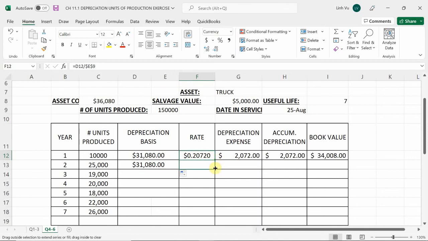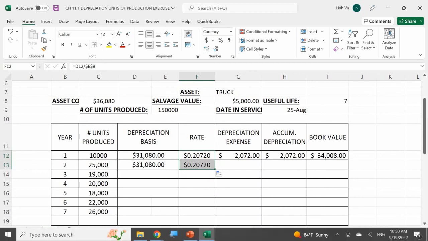Will it be the same? It will be the same, right? You take your depreciation basis of 3,180 divided by 150,000 units or miles in this case, and you're going to get 20.72 cents per mile that you drive.